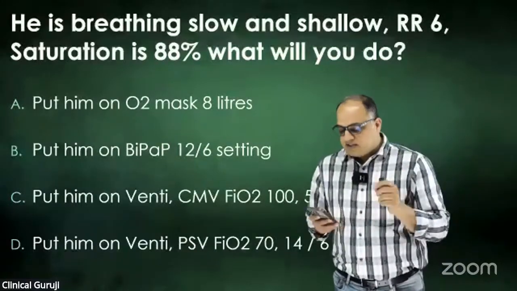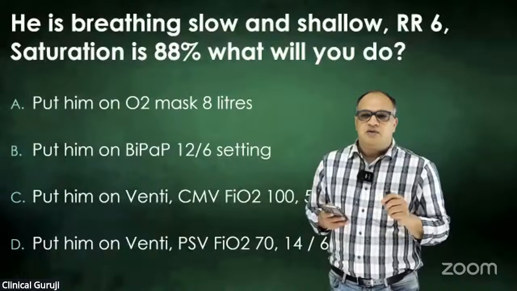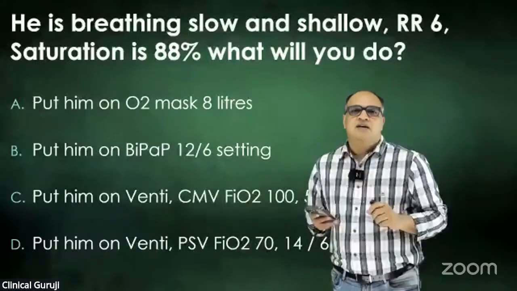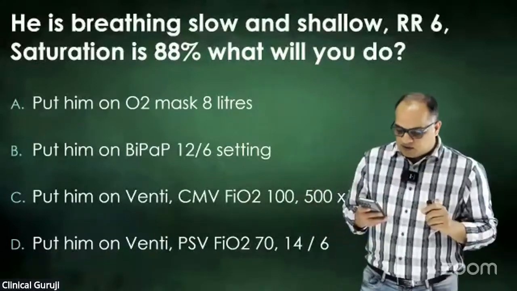The guy was hit on his head. He's breathing slow and shallow. His respiratory rate is 6. His saturation is 88. What are you going to do?